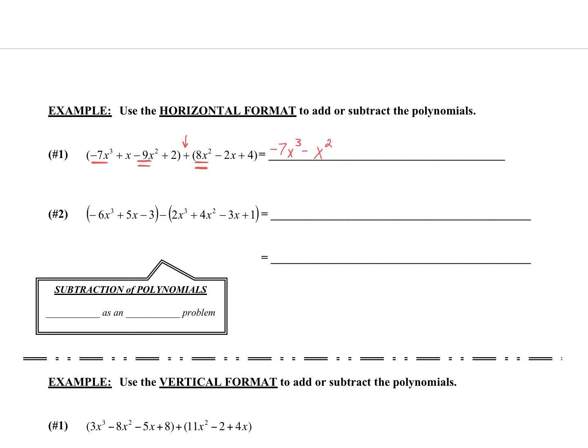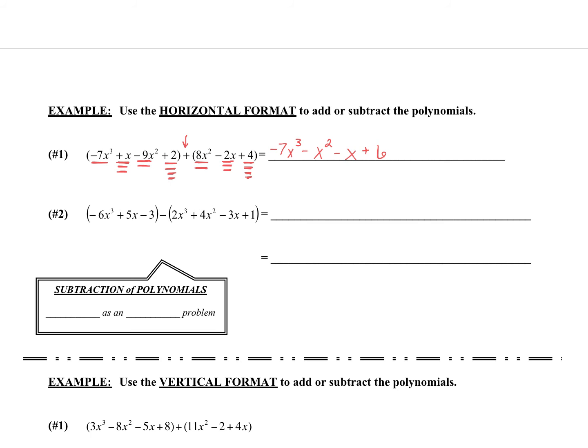All right, then we'll identify our x's. So we have positive x plus negative 2x. All right, so 1x plus negative 2x is going to be negative x. And then finally, we have our constants. So we have positive 2 plus a positive 4. That's going to be plus 6. All right, and that's all we have to do for that one.